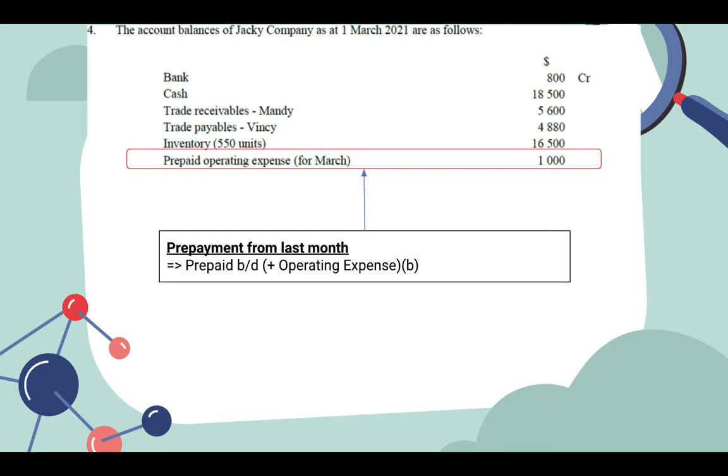That means in this month, we should have 1,000 more, even though we didn't pay that 1,000 this month. It was paid in the previous month, but it should be included in this month's operating expense. Bear in mind, our income statement should record those things that should happen in the month.